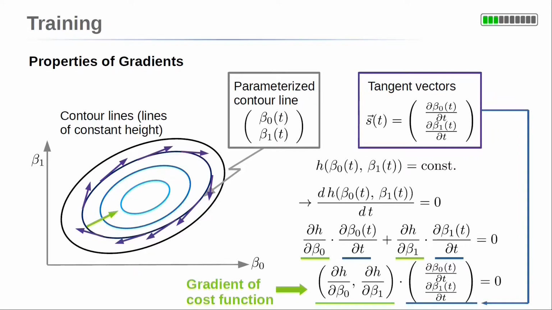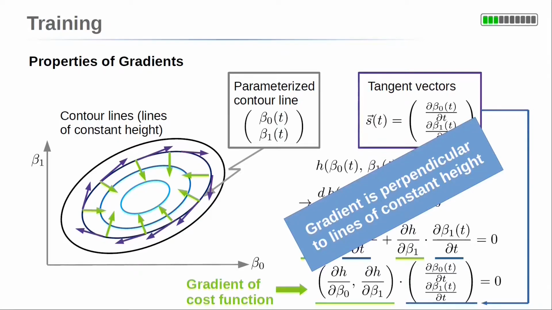So, we see that the dot product of the gradient of the cost function and the tangent vectors of a contour line vanishes. This means both vectors are perpendicular to each other. So, the gradient is perpendicular to the contour lines, the lines of constant height. The tangent vectors are along the contour lines.